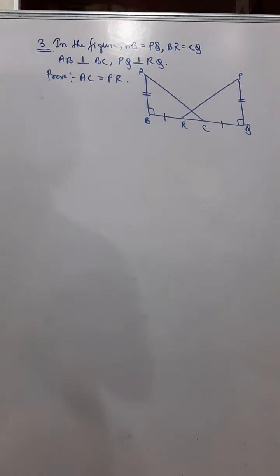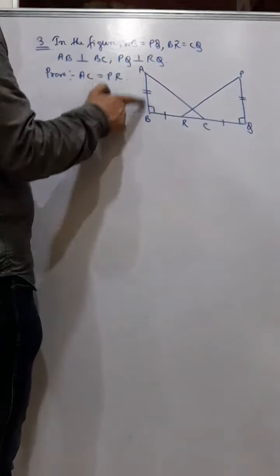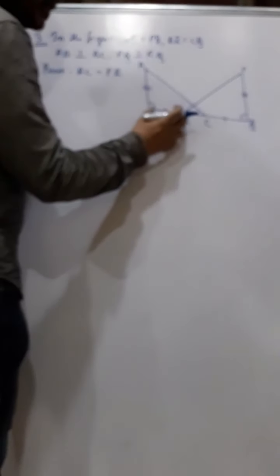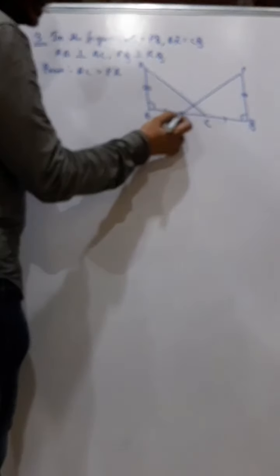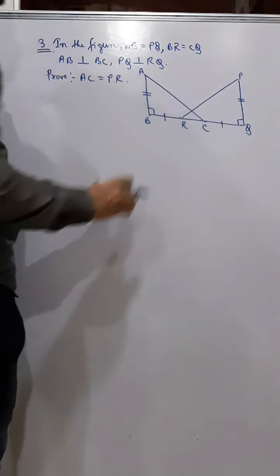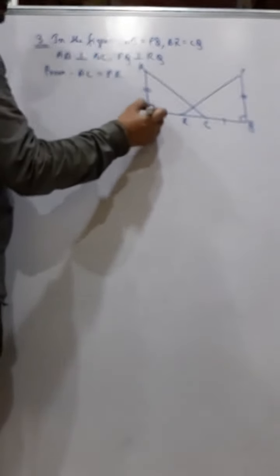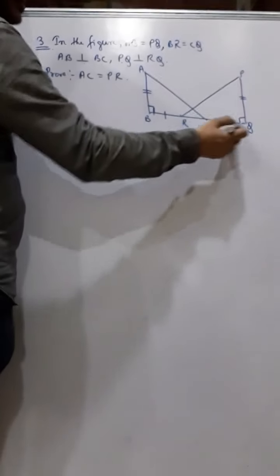Okay, this sum, they told in the figure, in these two triangles, AB equals PQ. Now second, they told BR is equal to CQ. Now try to understand this BR. This is not the full side, only this part. From here to here it is BR, and this BR equals from here to here CQ. Only this part. And naturally they have given AB perpendicular to BC, and PQ perpendicular to RQ.